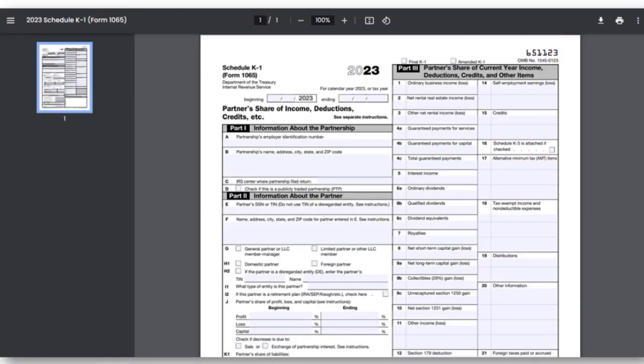Now let's talk about Schedule K1. So we talked about what is Form 1065. Now let's talk about Schedule K1.